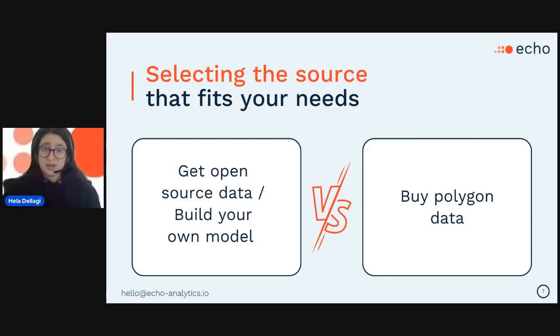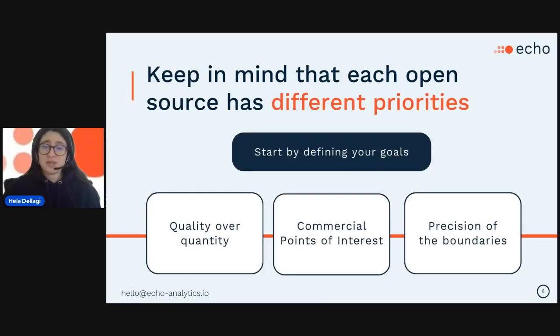So let's say that first you want to see what's out there. You want to examine some open source data before making a decision. So there are things that you need to keep in mind. First, you will need to define goals. When defining your goals and your priorities, this will determine the algorithm that you will use when selecting the polygons and attributing them to your POIs, and also it will be deterministic to your choice of source.